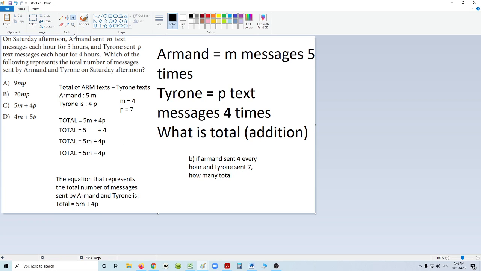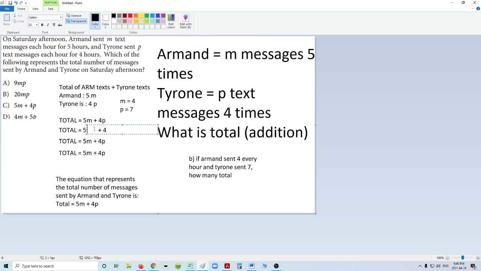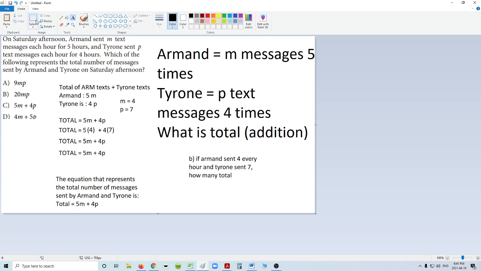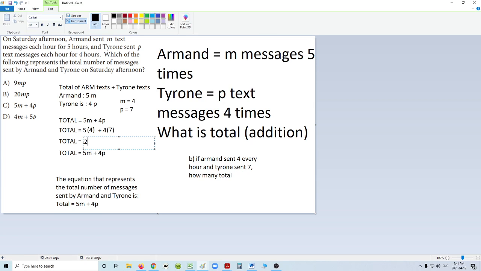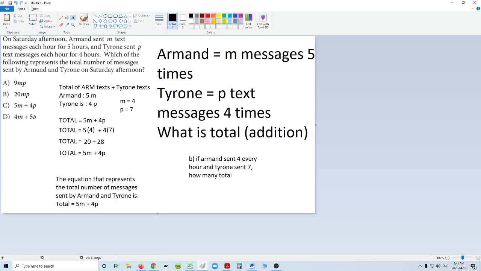So wherever I see M, I'm going to write the equation down once, which I did. But now I'm also going to do 5 times 4 instead of M. And I'm going to do 4 times 7. Like that. Whenever the numbers change, you do a new line. So here's a new line. So what's 5 times 4? 20. And you always rewrite it. 20. What's 4 times 7? 28. Then you do a new line, because now we're going to add those together. So the total is equal to 48.